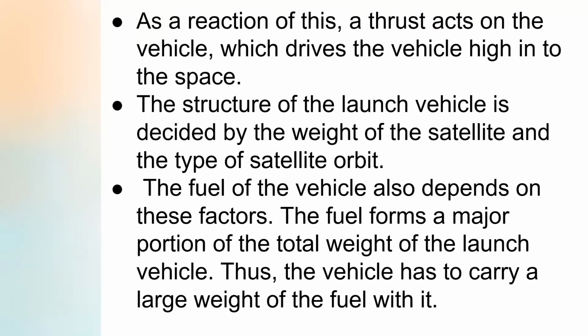The structure of the launch vehicle is decided by the weight of the satellite and the type of the satellite orbit. See, students, the structure of the launch vehicle is based on what? It is based on two things. Number one is the weight of the satellite, and number two is the type of the satellite orbit, in which orbit it is supposed to be placed. Might be in the low Earth orbit, medium Earth orbit, or high Earth orbit. In these two things, the structure of the launch vehicle is based.